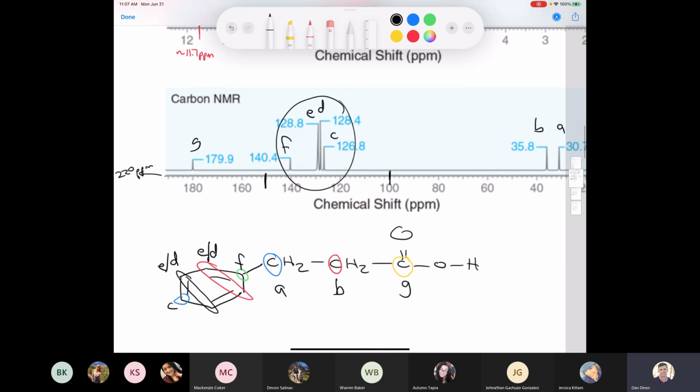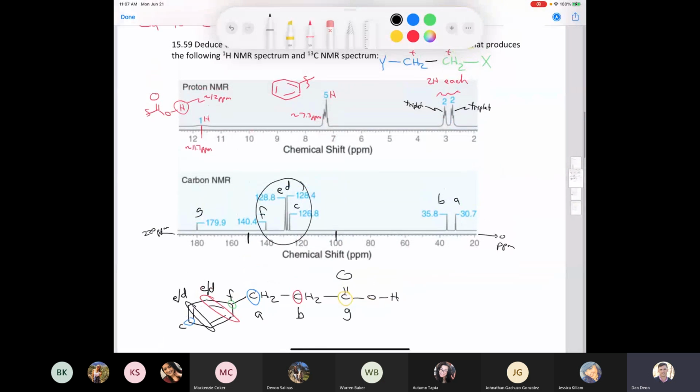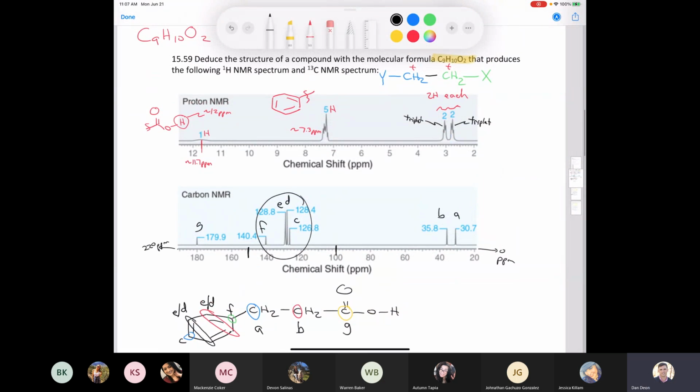So there you go. We were able to determine the structure of a pretty complicated compound. But what helped us was having the NMR, right? Both the proton and the carbon enabled us to deduce the structure of the molecule, just like that.